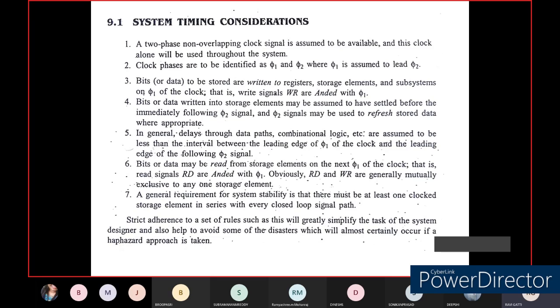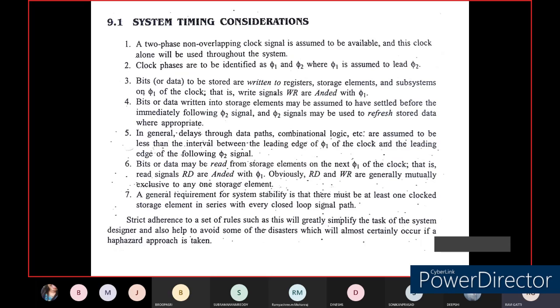And you can see here the bits or data written onto the storage element may be assumed to have settled before the immediately following phi 2 signal, and the phi 2 signal may be used to refresh stored data where appropriate. So what does that mean? If your clock is not synchronized properly, and the data you write onto the memory register has not settled, and by that time you apply one more clock signal, then the next data will be overwritten on the previous data. Why? Because you have not given sufficient time to settle the data you wrote in the previous clock signal.